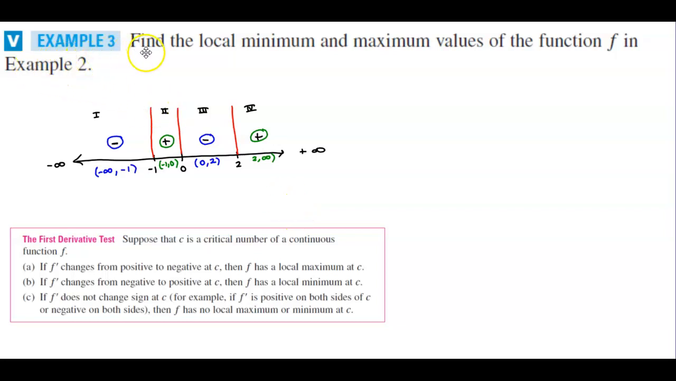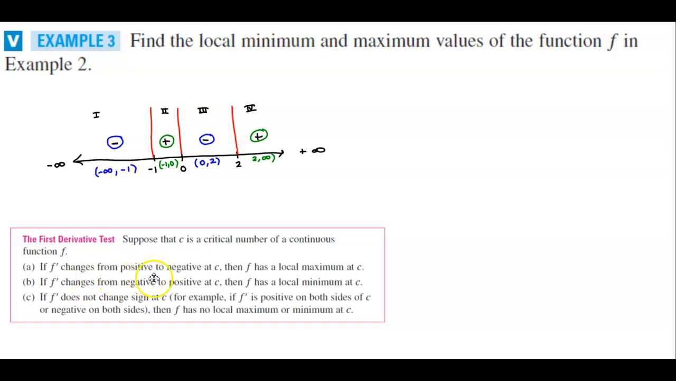Okay, for example 3, it says find the local minimum and maximum values of the function f in example 2. Okay, recall the first derivative test tells us that suppose that c is a critical number of a continuous function f. Well, we know that -1, 0, and 2 are critical numbers.